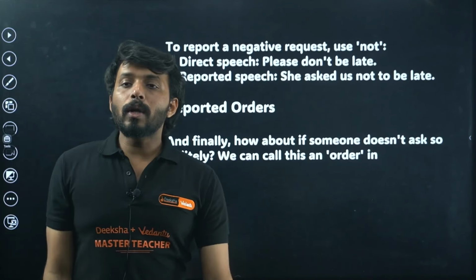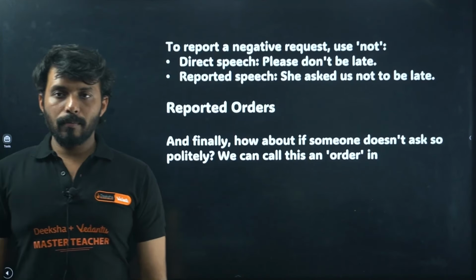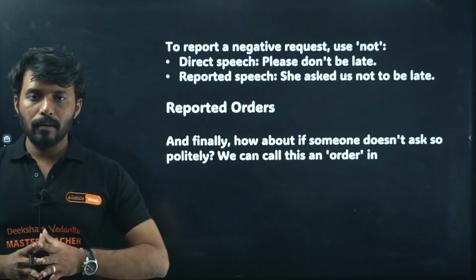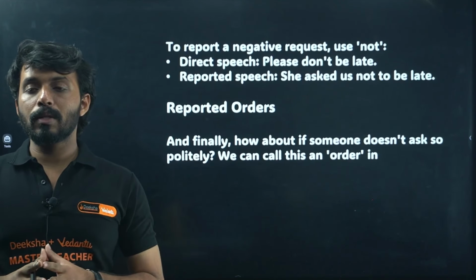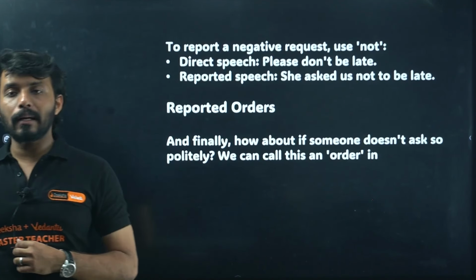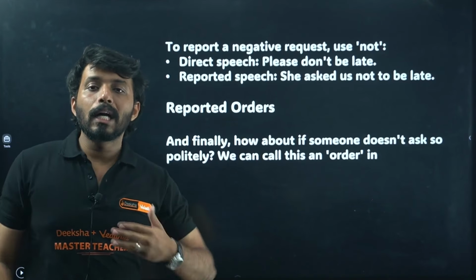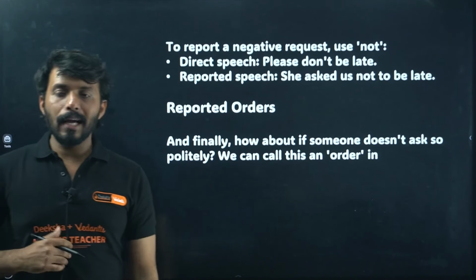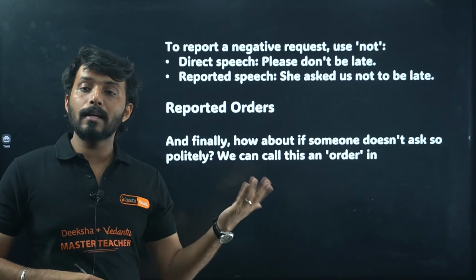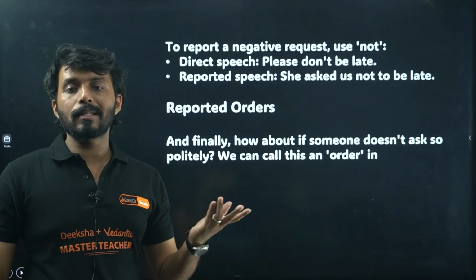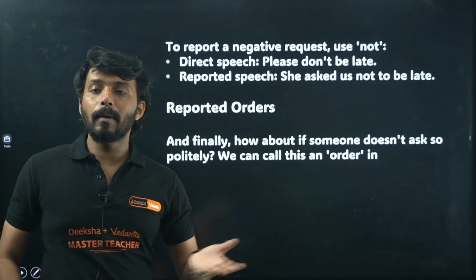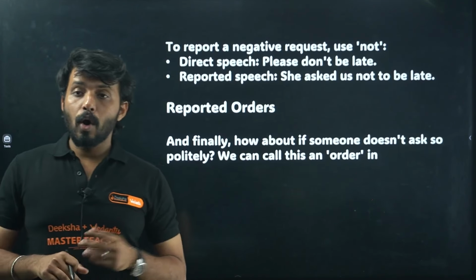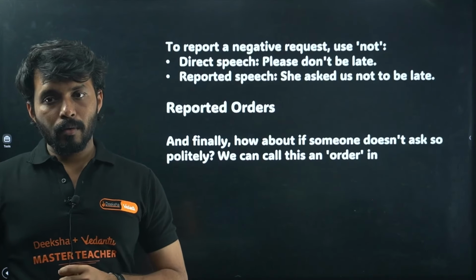To report a negative request, use not. For example, direct speech: "Please don't be late." Somebody tells me, please don't be late, and now I have to report that. Reported speech: She asked us not to be late. It can be she or he, depending on the context. If it is given, Varun said, please don't be late, I can say Varun asked us not to be late, or he asked us not to be late. If Lalita said, please don't be late, then we can say Lalita asked us not to be late, or she asked us not to be late.